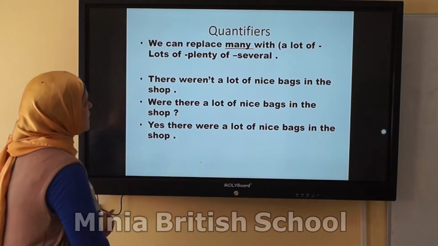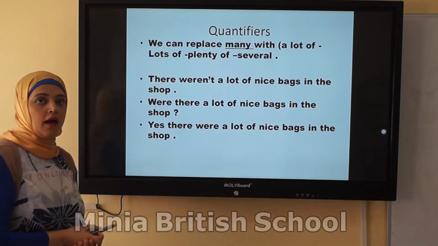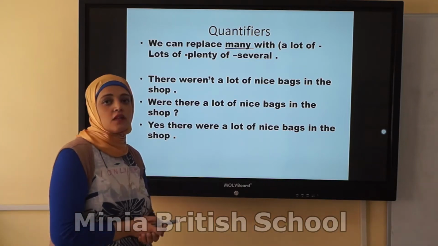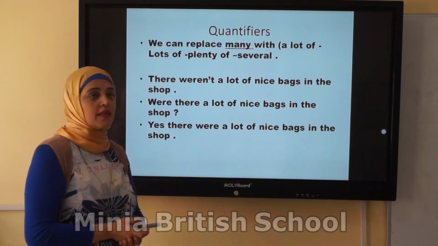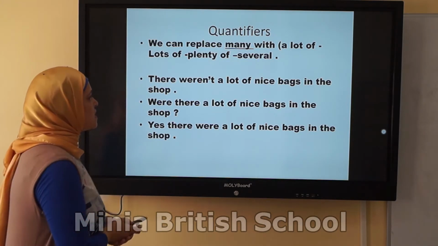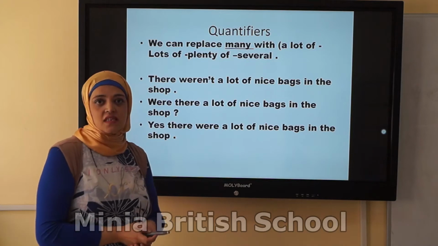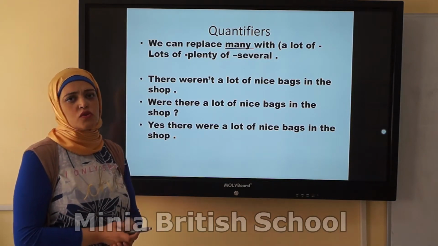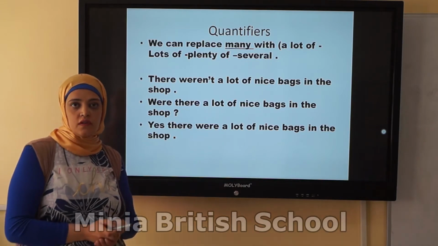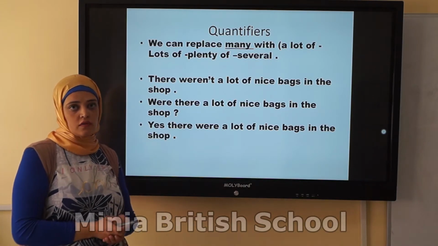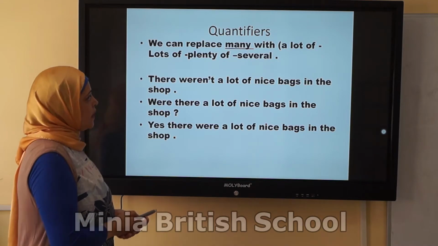Here we mentioned a lot of, lots of, plenty of, and several. What are these? Actually, they are quantifiers.